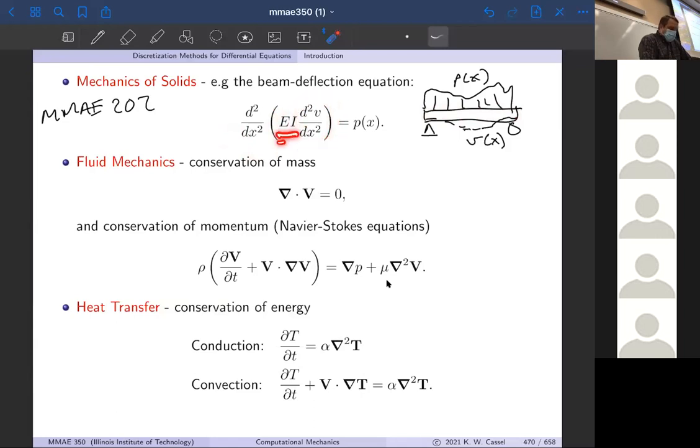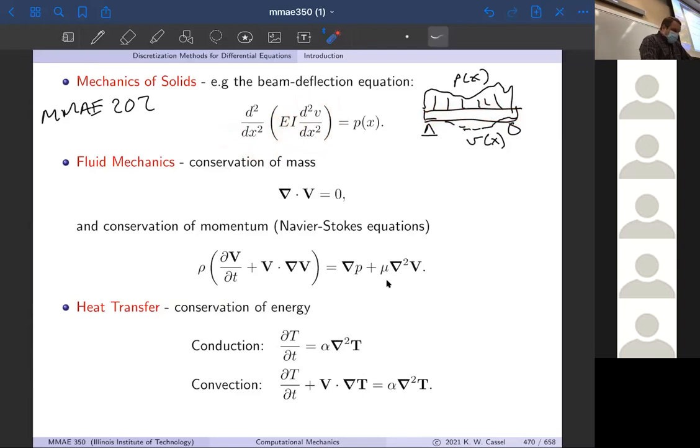The way I've written it allows for either the material properties to change along the length, in which case E is a function of X, and or if the shape changes, then I will change as a function of X as well. So the way I've written it, it looks a little more complicated, but still, either way, it's just a linear equation.